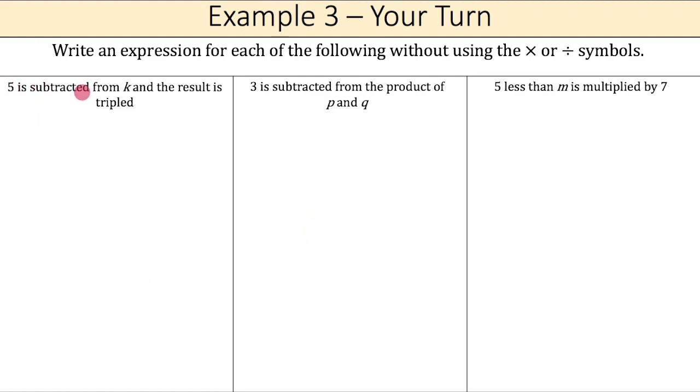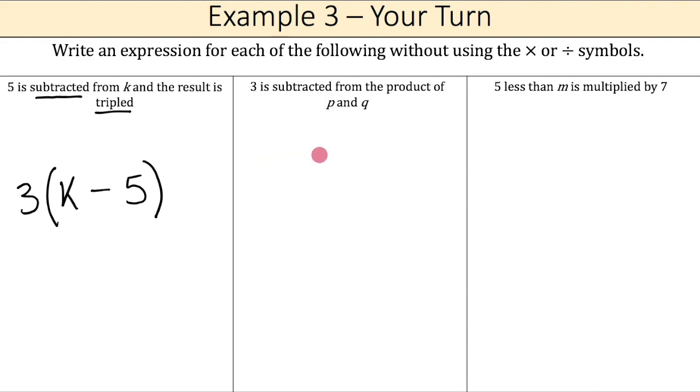We have 5 is subtracted from k, and the result is tripled. So I'm dealing with subtraction, which means that the order is going to matter. 5 is subtracted from k, so that means I'm going to start with k, and then subtract 5 from it, and then I need to triple this, so that means I'm going to times it by 3. I'm going to put a 3 at the front. Remember, I don't want to put in that multiplication sign. This is a better way to write it. So this is the best way of representing this right here.